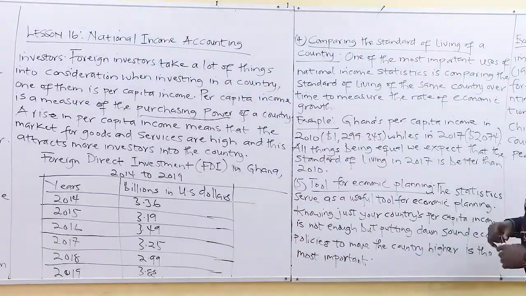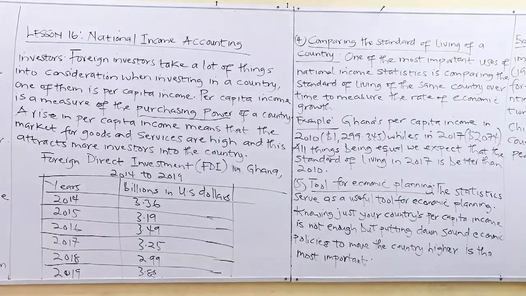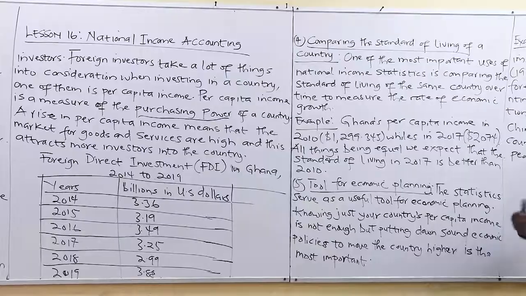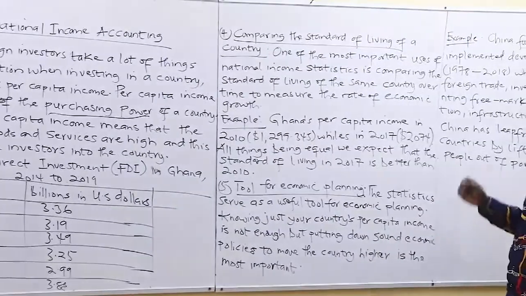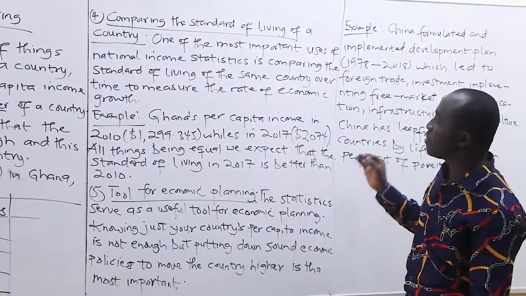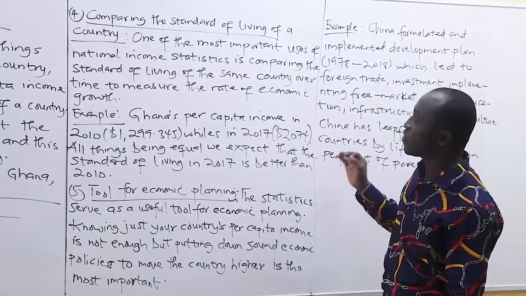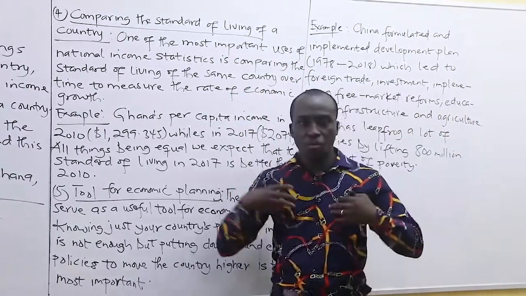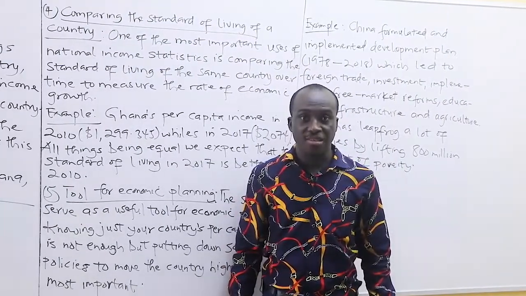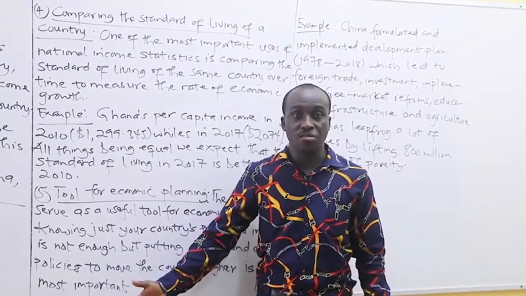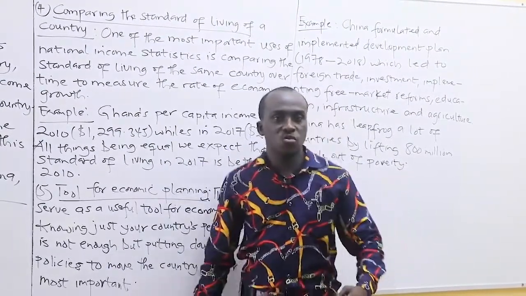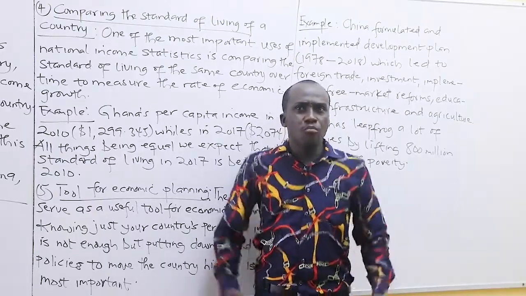So it helps us to compare the standard of living of a country. One of the most important uses of national income estimates is comparing the standard of living of the same country over time, to measure the rate of economic growth. For instance, Ghana, by March, is 65 years old. You can compare from 1960 to 2022. Has Ghana improved? How can we know?